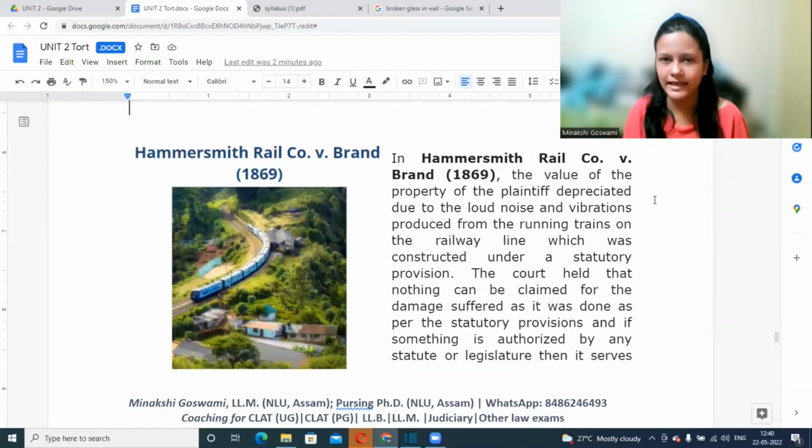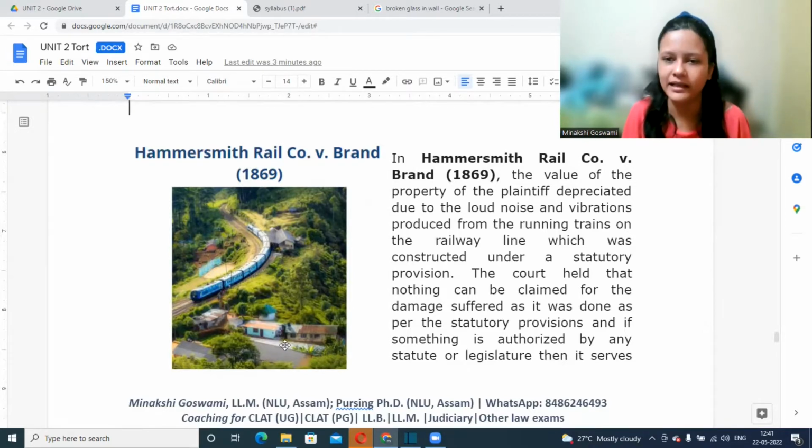So there was this case where a railway track was constructed. When a railway track is constructed, there will be non-stop trains coming and going. There will be some vibration, noise, etc. in the nearby area. Right? So because this railway line was suddenly constructed over here, the value of the property near this railway track went down.